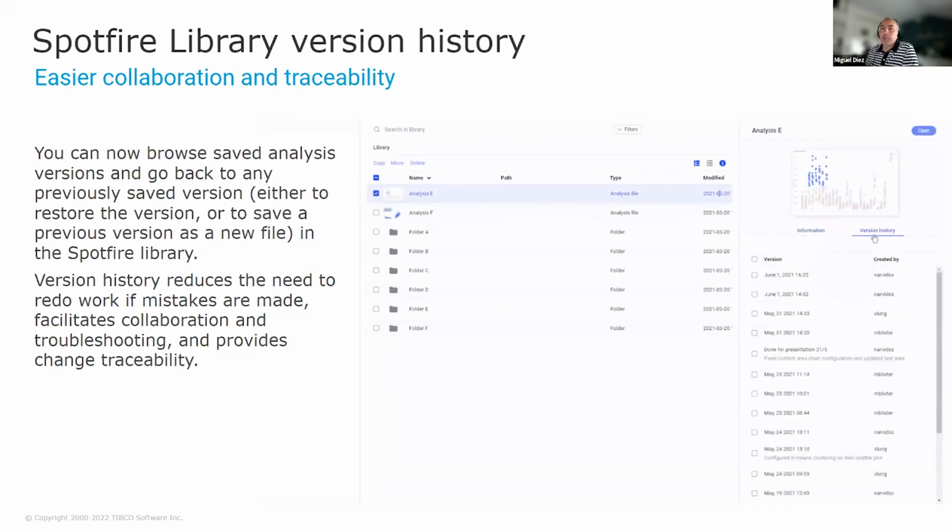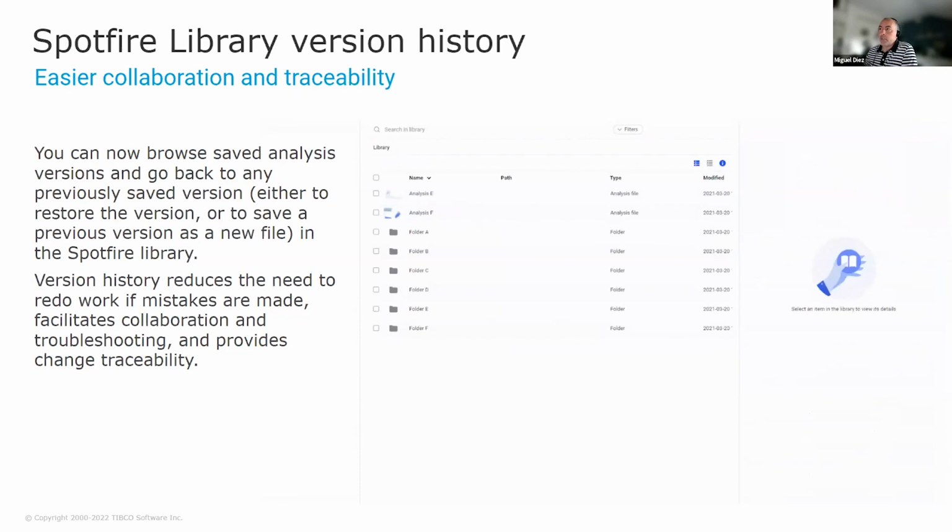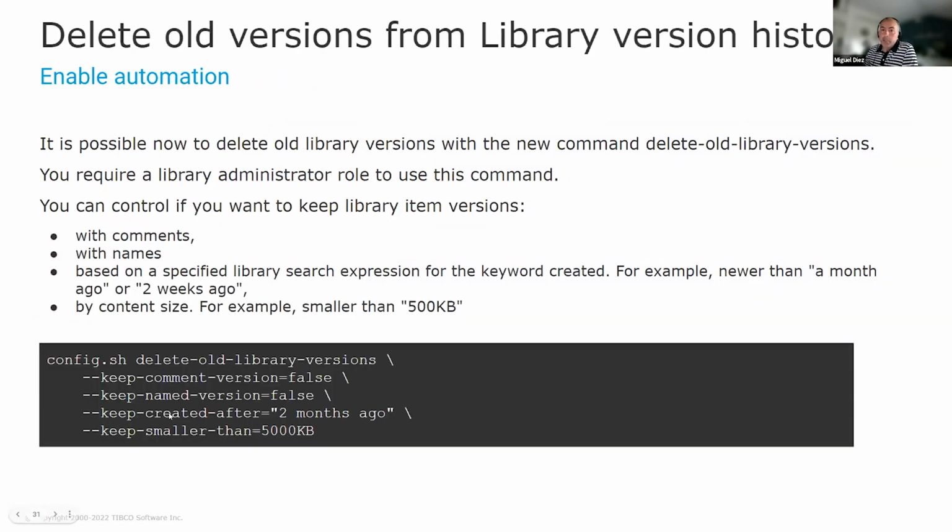That means that depending on your Spotfire usage, the storage utilization might increase very fast, right? For such situations, automated pruning using the new delete library versions command is strongly recommended. With this command, you can also control if you want to keep library item versions with comments, with names, by date expression, by content size.